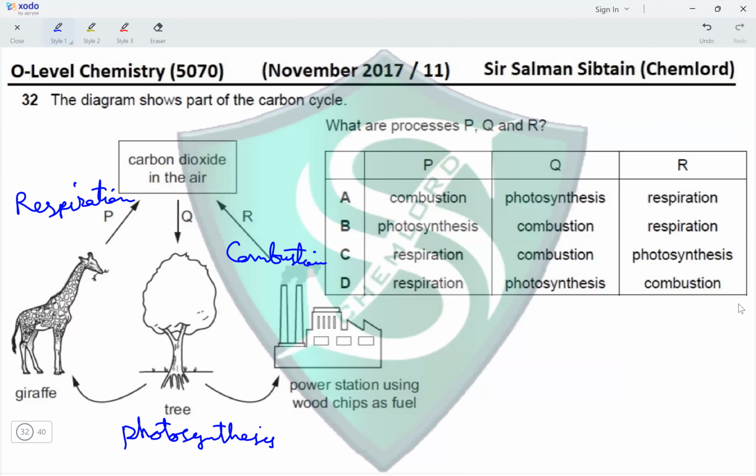Okay, what are processes P, Q, and R? So P is respiration. So A and B have been eliminated. C and D will be carried forward. Q is photosynthesis. So C is eliminated. D is correct. And R is combustion, which is also correct in D, making D the correct option for this question.